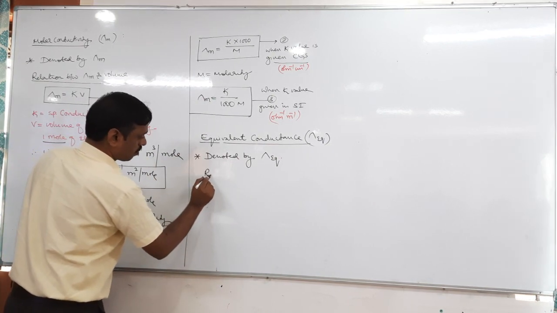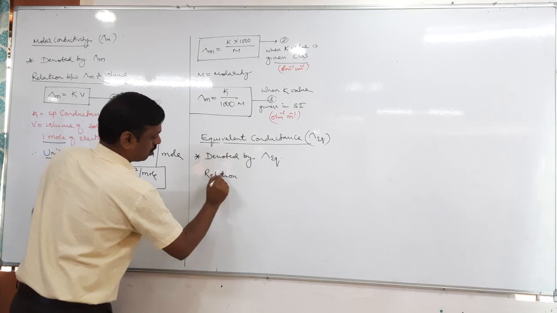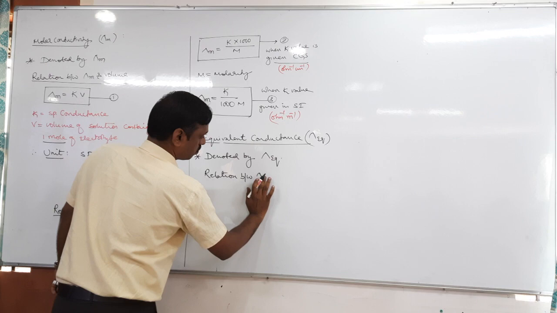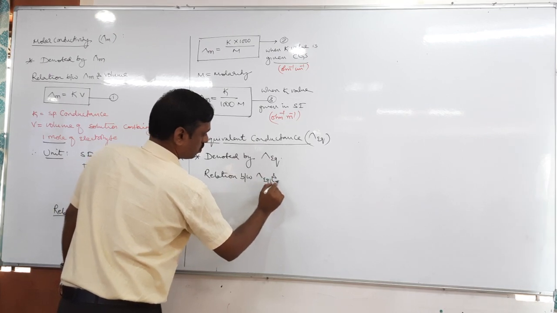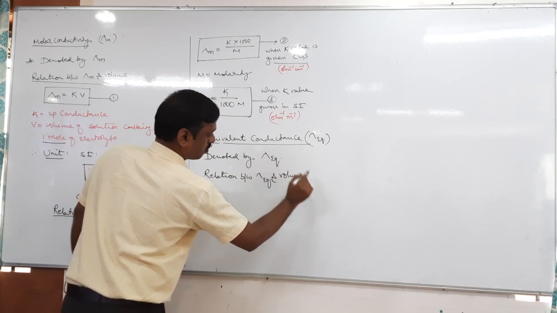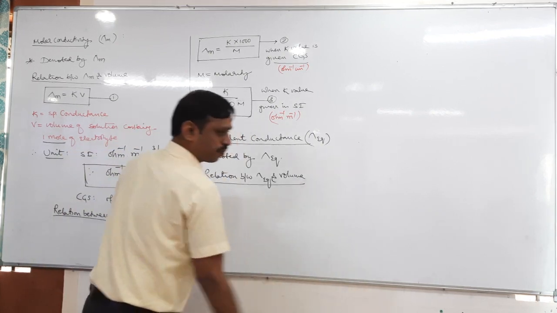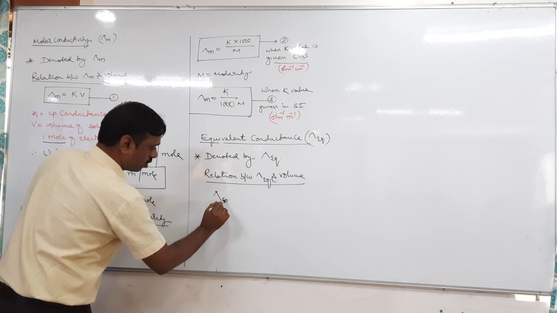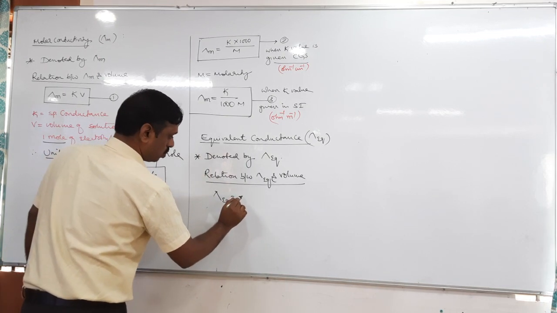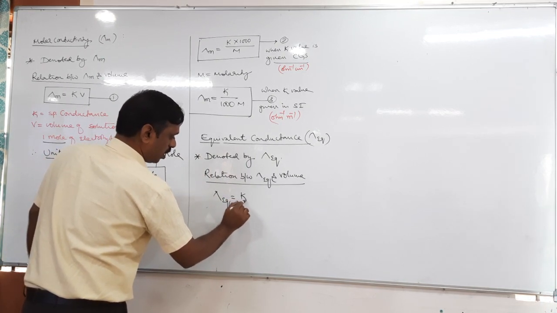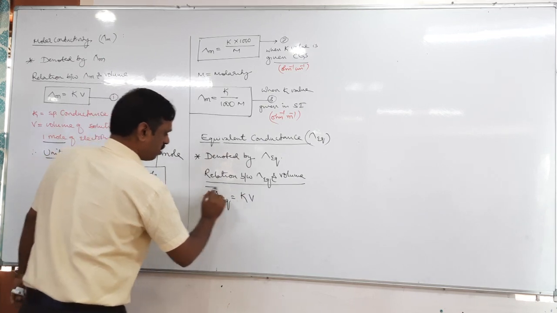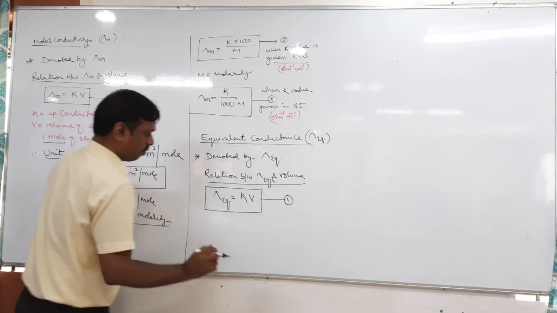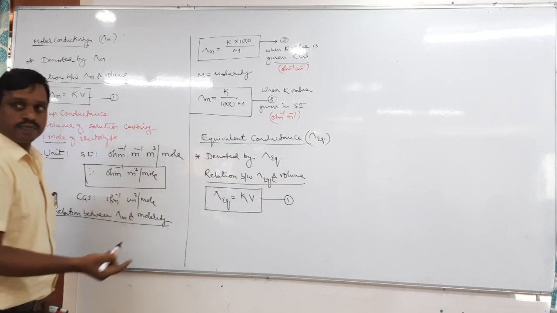Next, relation between lambda EQ and volume of solution. Lambda EQ equal to K into V. Same formula, K into V, where K is the same conductivity.